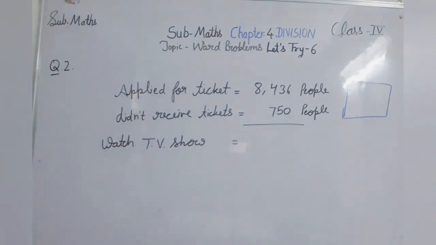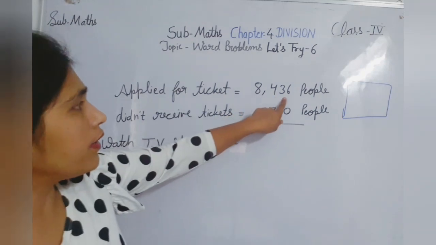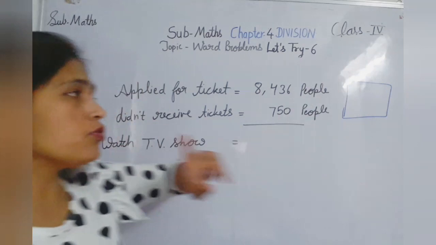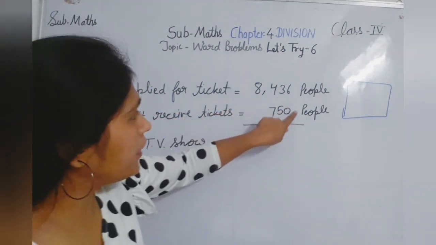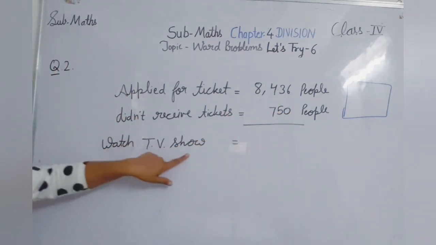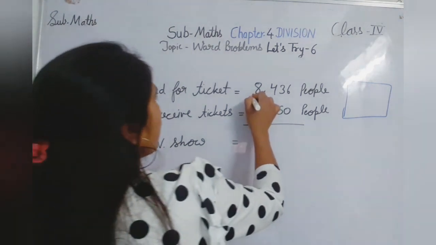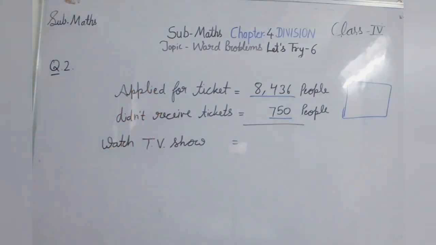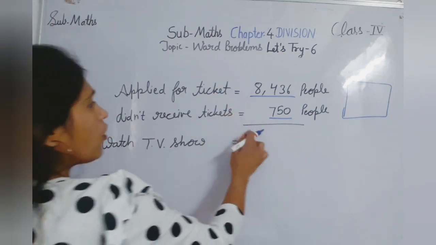So how many people applied for tickets? A total of 8,436 applied for that movie, or you can say TV show, but these people did not receive tickets. Now they are asking, how many people watched the TV show? Total people applied for tickets this much, and this many people did not get the ticket. So the rest of the people have watched the TV show.